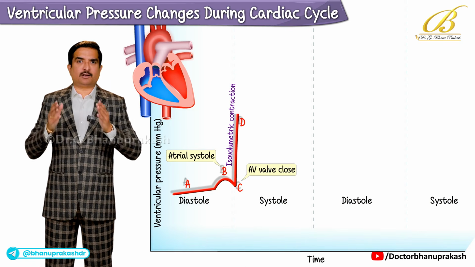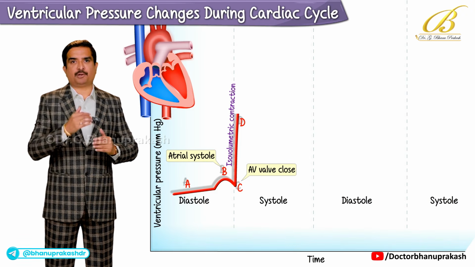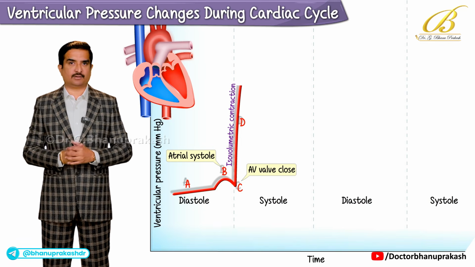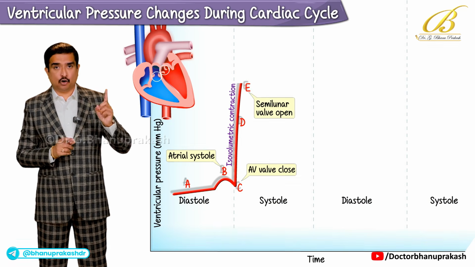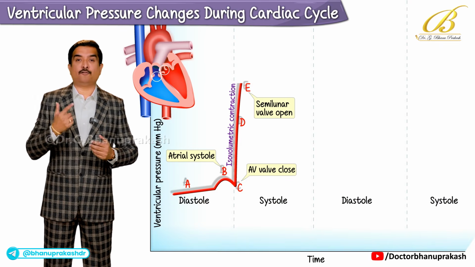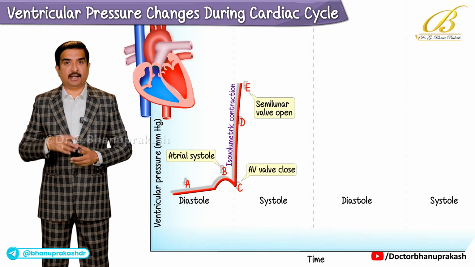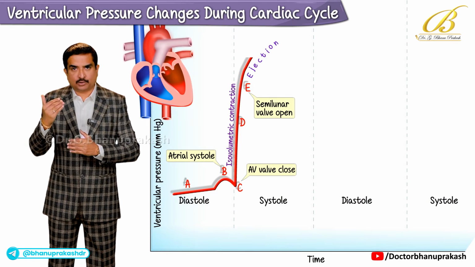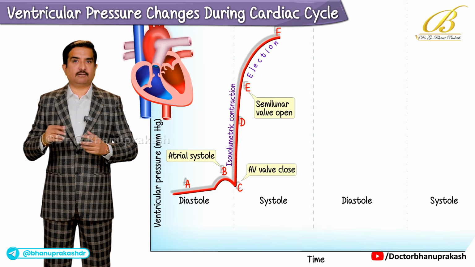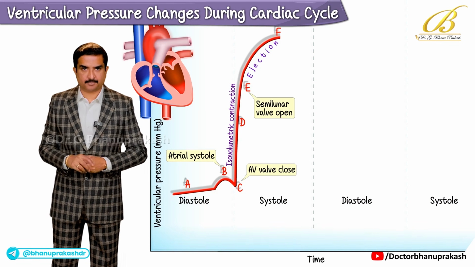And when the ventricular pressure finally exceeds the pressure in the aorta for the left ventricle, or the pulmonary artery for the right ventricle, the semilunar valves open, which represents point E, marking the start of ventricular ejection. Blood is then forcefully expelled into the great arteries, which represents point F, causing a rapid pressure peak.